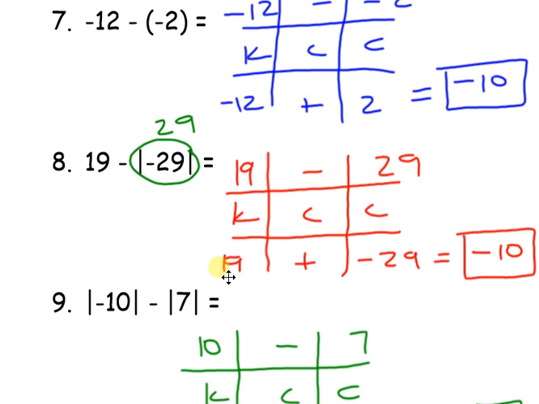I end up with two different signs, a positive and a negative. Ignore the signs, subtract the two numbers. 29 minus 19 is 10. 29 is definitely the bigger number, and so I keep the negative sign with my answer.